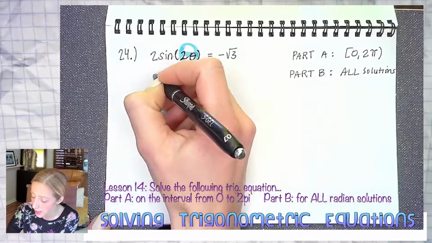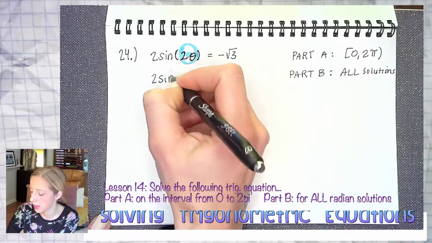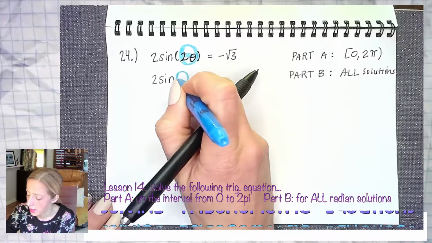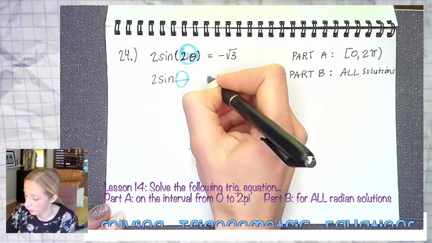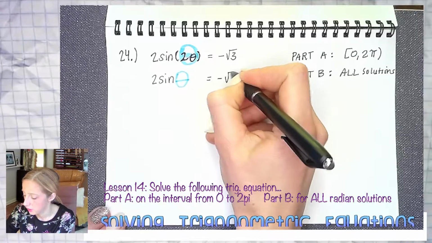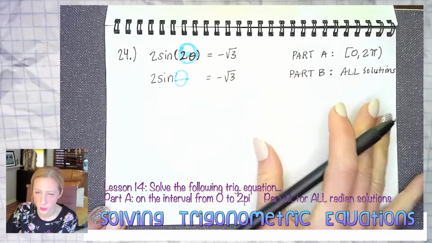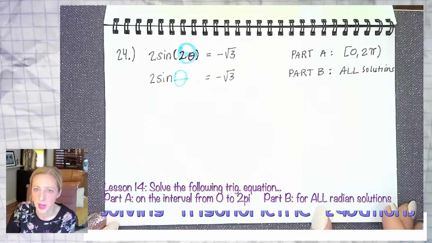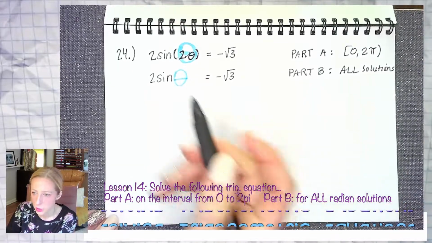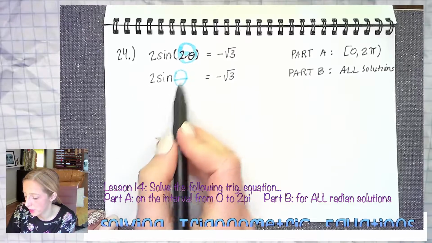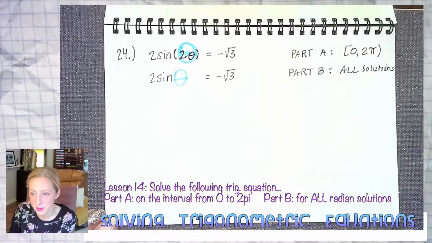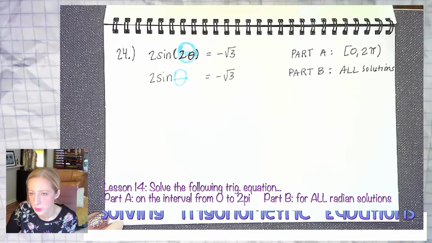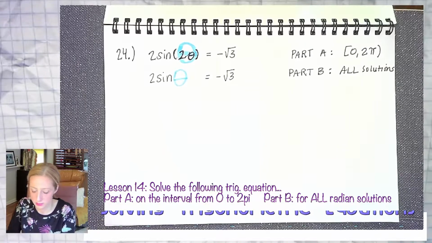Well, let's pretend that it was just 2 sine theta equals negative root 3 for now. And we're going to go ahead and solve, put a big blue theta in this to get started. We'll do part A and part B. We're going to leave room, and then we're going to tweak it a little bit because of the 2 theta. So what would I do to start this example if it were just an ordinary theta out in front? What would we do? Go ahead, Sammy.